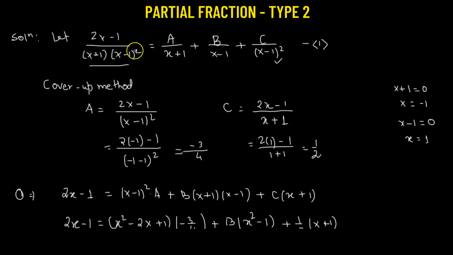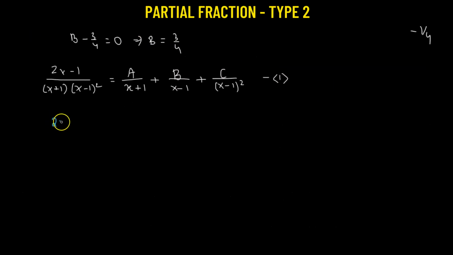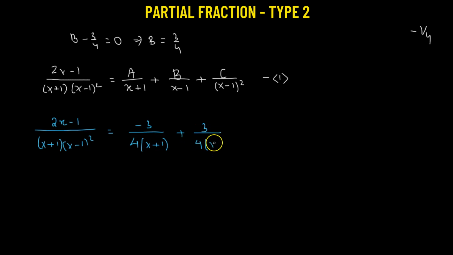So we can use these three values and replace them in equation 1 to finally obtain (2x minus 1) divided by (x plus 1) multiplied to (x minus 1) whole square. So a came out to be negative 3 divided by 4 multiplied to (x plus 1), plus b value is 3 over 4 multiplied to (x minus 1), and c value came out to be half. So we have 1 over 2 multiplied to (x minus 1) whole square, and this is our final value.